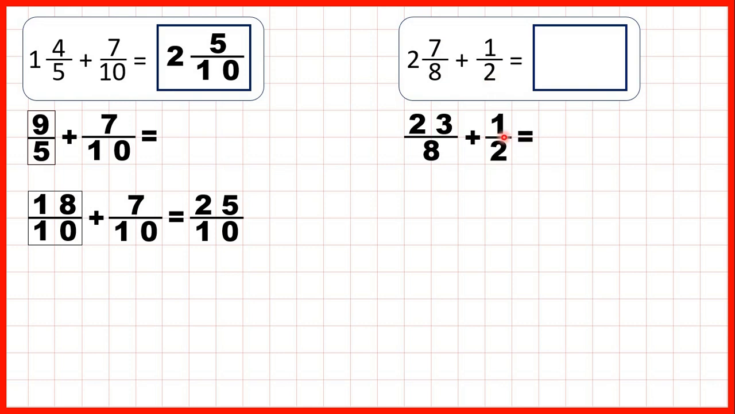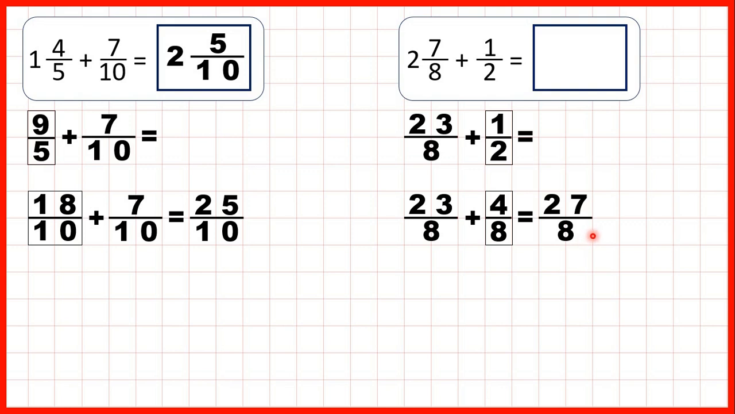We're adding 1/2, but to add fractions, we need the denominators to be the same, so we need to find a fraction equivalent to 1/2, which has a denominator of 8. So we can rewrite our question as 23/8 plus 4/8. That's equivalent to 1/2 because 2 times 4 is 8 and 1 times 4 is 4. Now we have a common denominator, so that stays the same in our answer, and 23 plus 4 is 27. So as an improper fraction, our answer is 27/8.